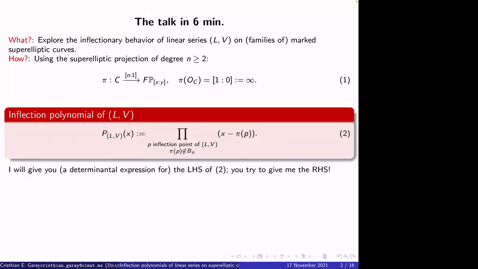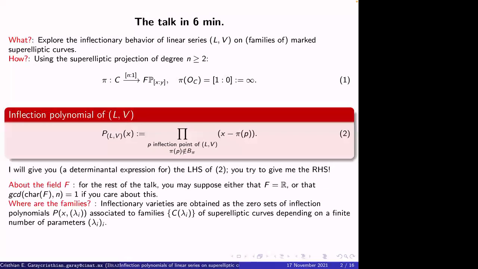So the definition is very clear and easy, but the problem is to compute it. So in this talk, I will give you some determinantal expressions for the left-hand side and some properties which we find interesting. And the game is to come up with the factorization of the left-hand side, the actual roots of this polynomial. About the field, for the rest of the talk, you may suppose that this is either the reals or that the characteristic is prime with respect to the degree of the projection. You are not forced to think about positive characteristic, and if you feel comfortable with complex numbers, that's allowed too.